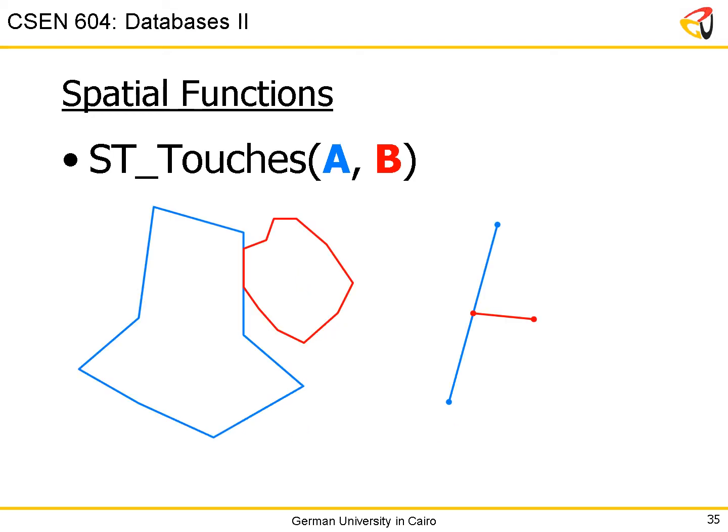There is also the touches function. This is for adjacency. When we say A touches B, A and B on the left are polygons. The result is going to be true because they touch. And touches also supports lines. So if A and B are lines, it will also give you the answer as yes.